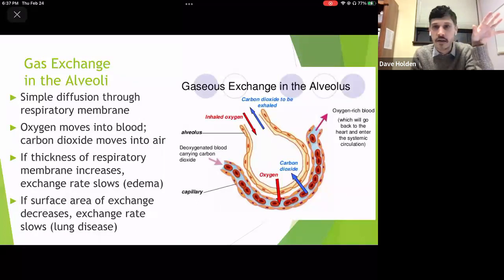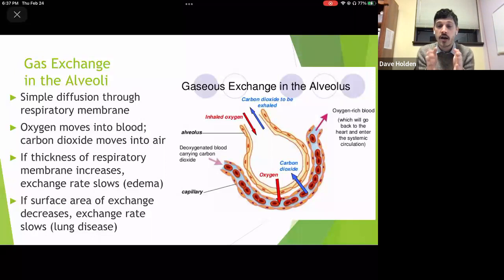I do believe that we have touched on all the major things on this slide so far. Gas exchange occurs through diffusion, through the respiratory membrane. This occurs in the alveolus. Oxygen moves into blood, carbon dioxide moves into the air. We've talked about this. The thickness of the respiratory membrane increases, the exchange rate will slow. The membranes have to be thin.